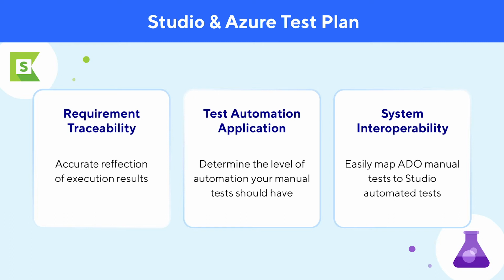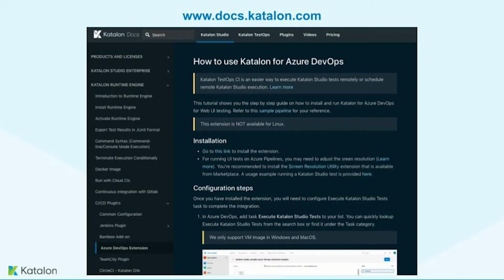It allows businesses to increase integration and synchronization among the different systems. It allows you to map the manual test cases in ADO to automated test cases in Katalon Studio for you to understand which test cases are automated. There are steps regarding integrations and setting up, mapping the different test cases and the results of the test cases. All of that information can be found at docs.katalon.com.